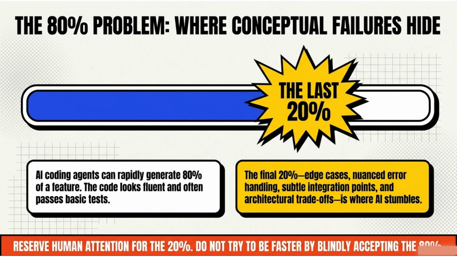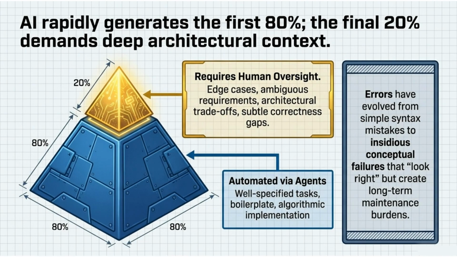Beware the 80% problem. AI can generate the bulk of a feature quickly, but the final 20%, including edge cases and trade-offs, requires dedicated human attention. While agents automate boilerplate, the final 20% demands deep architectural context. Errors here are often conceptual, potentially causing long-term maintenance issues if not reviewed by a human.